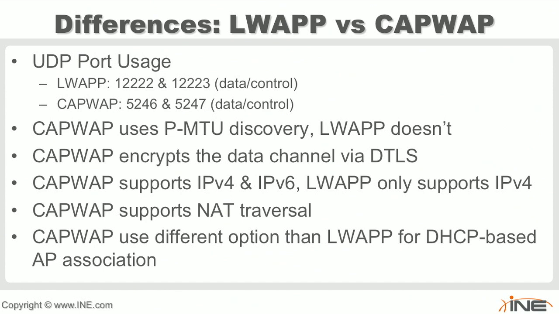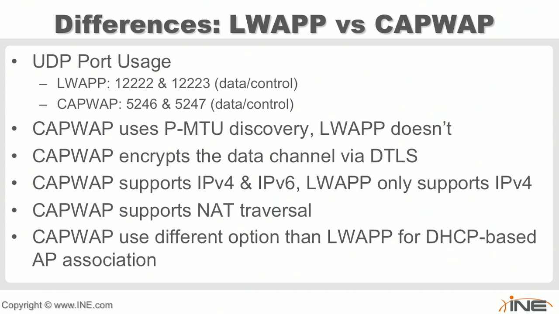CAPWAP encrypts the data channel via DTLS, or datagram transport layer security. Transport layer security is really SSL version 3.1. So we had SSL version 1, 2, and 3, and then when we got to 3.1, we decided to call it something different, TLS, to really reinvent itself because it had undergone such a change by then. So at any rate, LWAP encrypted the initial communications, the control, but it didn't encrypt the data. CAPWAP encrypts the data.